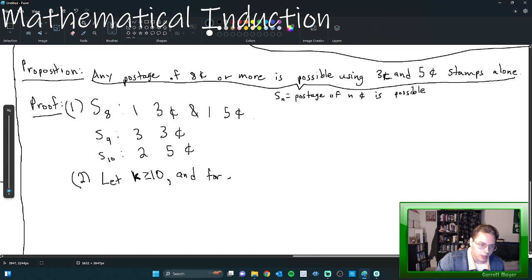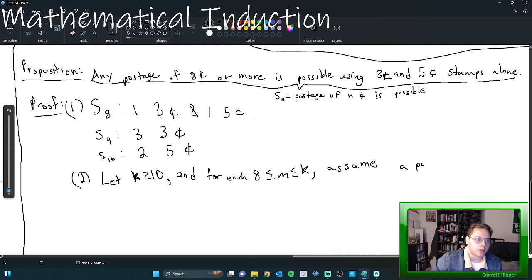And for each m, 8 less than or equal to m, less than or equal to k, assume S(m), basically. We're going to assume that a postage of m is possible with 3-cent and 5-cent stamps alone. So we're going to assume that we've made it to all the rungs, including k, on that ladder. And now we want to prove that we can get to k plus 1. So for all of these rungs, it's true.